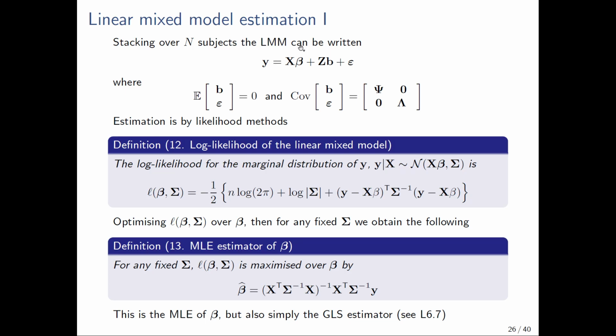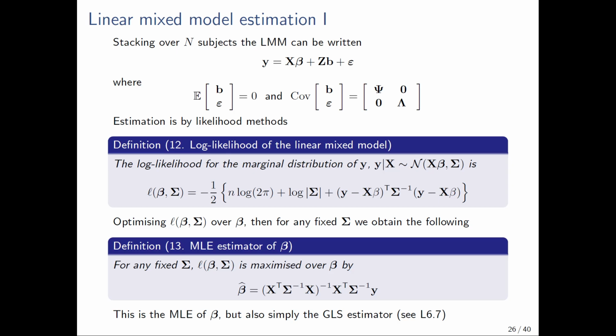Stacking over n subjects, we can write the linear mixed model in matrix notation as y equals X beta plus Z b plus epsilon, where the random effects and the errors have zero expectation, and the block covariance structure shown has psi for the random effects and lambda for the errors. Now, estimation is going to be by likelihood methods.